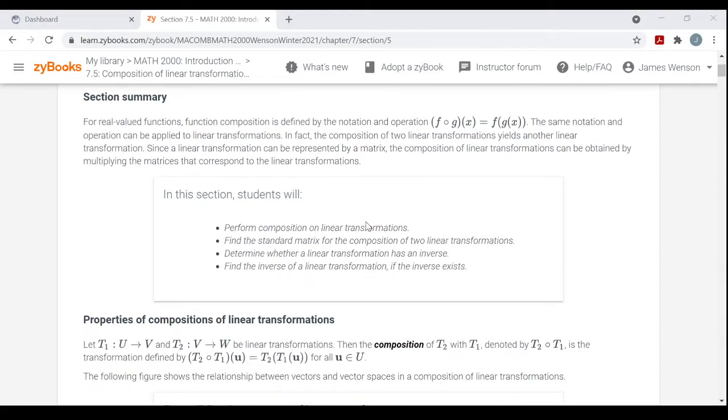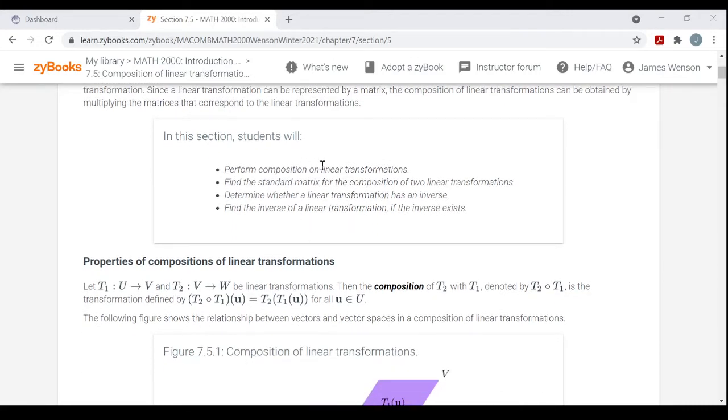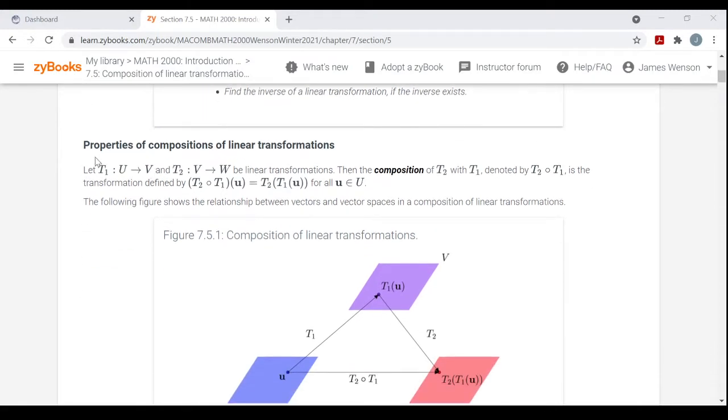Alright, so we have the objectives here, what you're going to be expected to know how to do by the end. The first part of this section is on properties of compositions of linear transformations. Okay, so we have this transformation T1 from vector space U to vector space V, and T2, another linear transformation, but from vector space V to vector space W.